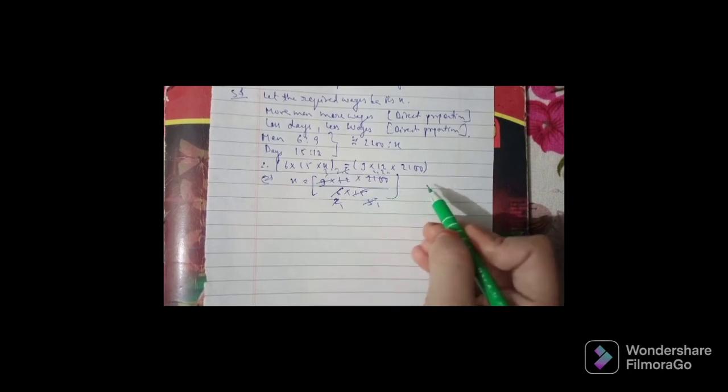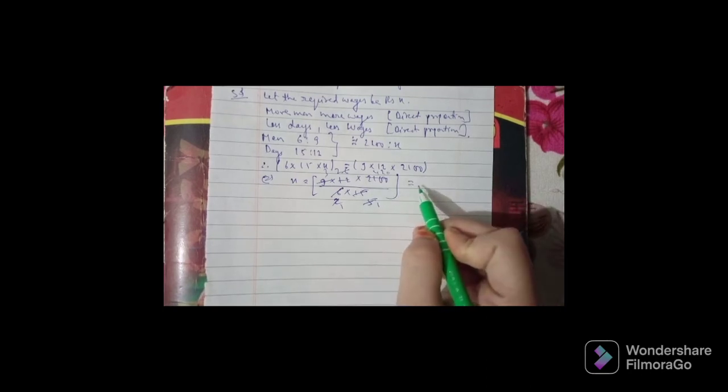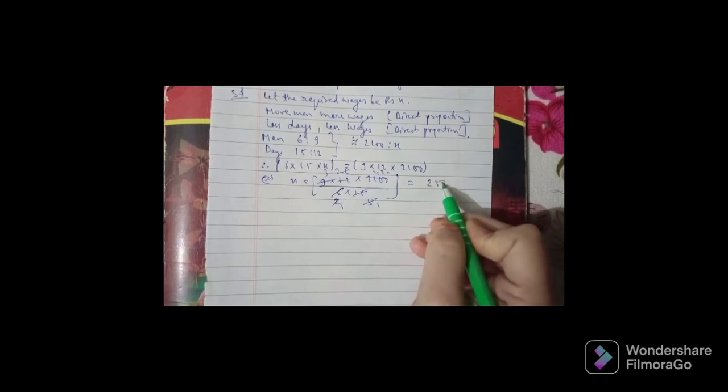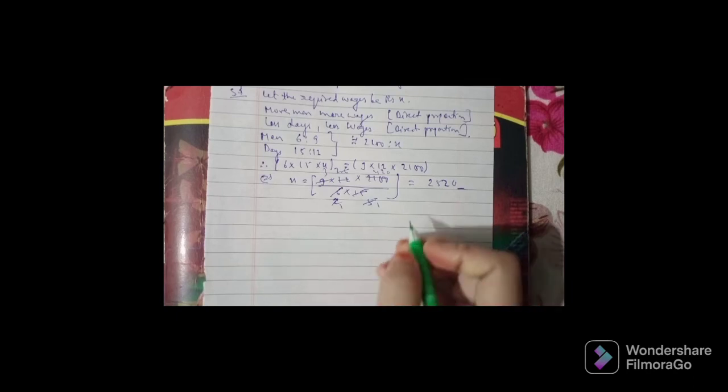So with the same, when you multiply 3 into 2, that is 6, 6 into 420, we will get 2520. Okay, so hence the required wages were rupees 2520.